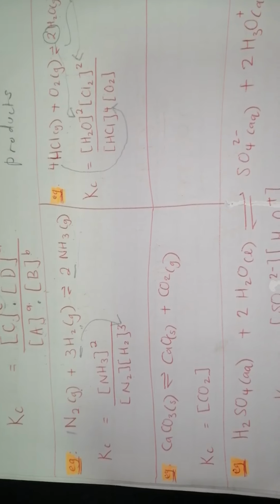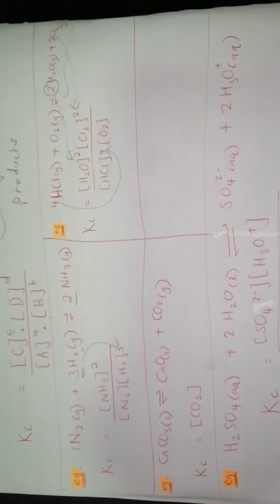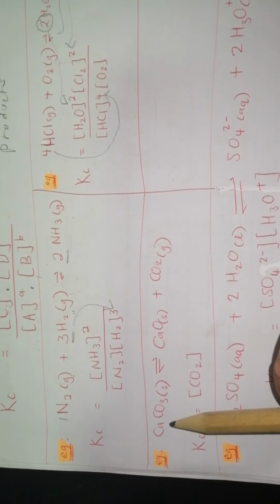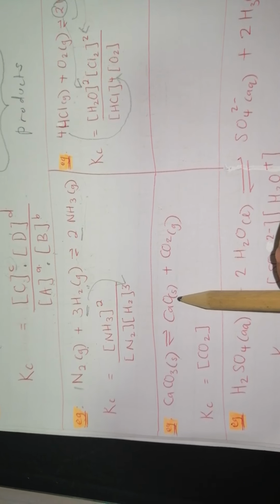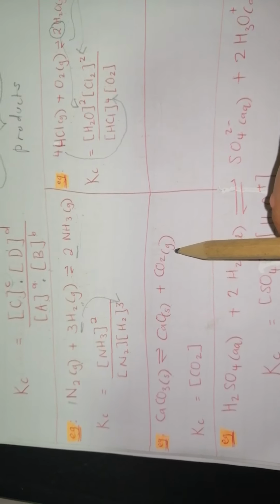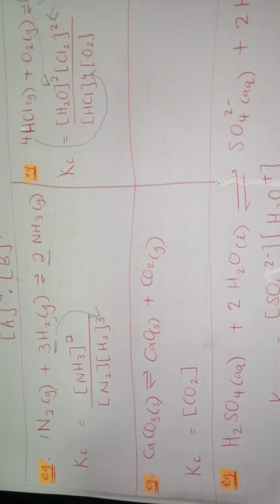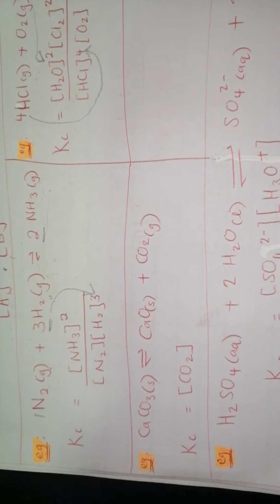Right, now let's do one where you don't have a homogeneous equilibrium, where the reactants and compounds are actually in different phases. So let's look at this example. So you have here calcium carbonate, which is a solid, giving you calcium oxide, which is also a solid, plus CO2, which is a gas. Now remember, we said solids and liquids, you are going to ignore. The only thing you're focusing on is gases and aqueous.